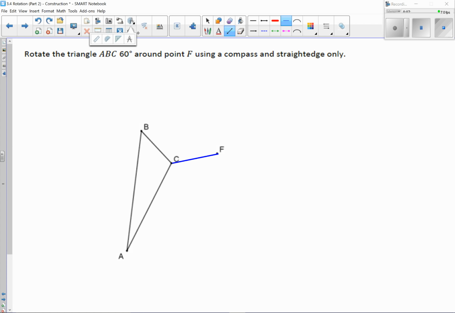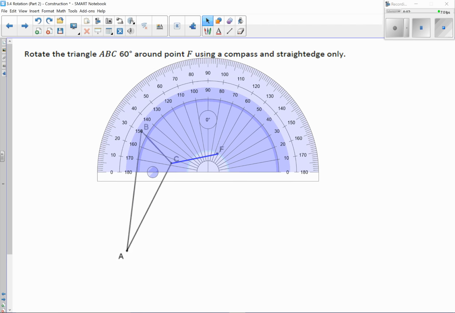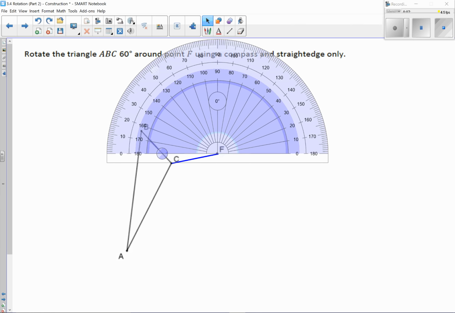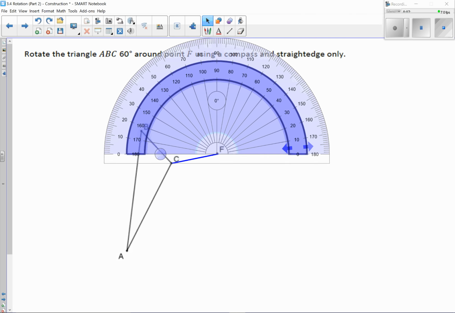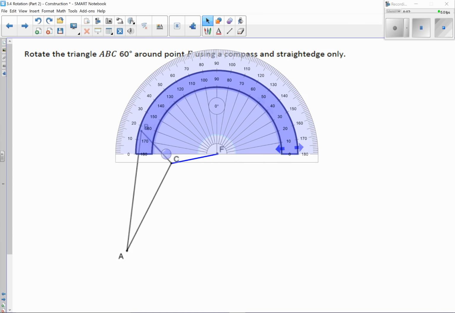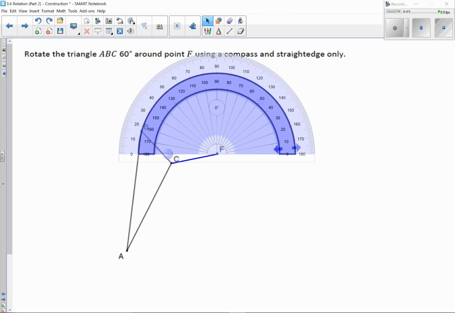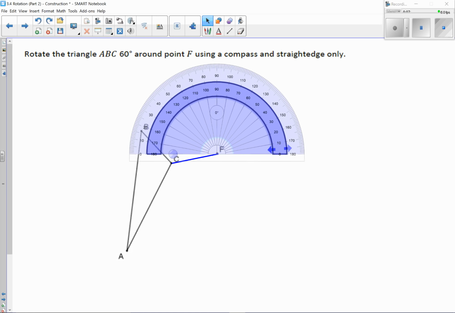So I'm going to take my protractor. Unless you have a process that's going to be able to get you this angle without doing that, I'm going to have to use the protractor. So it's 60 degrees, right? It's positive 60, so we're going in the counterclockwise direction. So I'm going to rotate this around so that the bottom of my protractor is in line with the line segment, in this case CF.